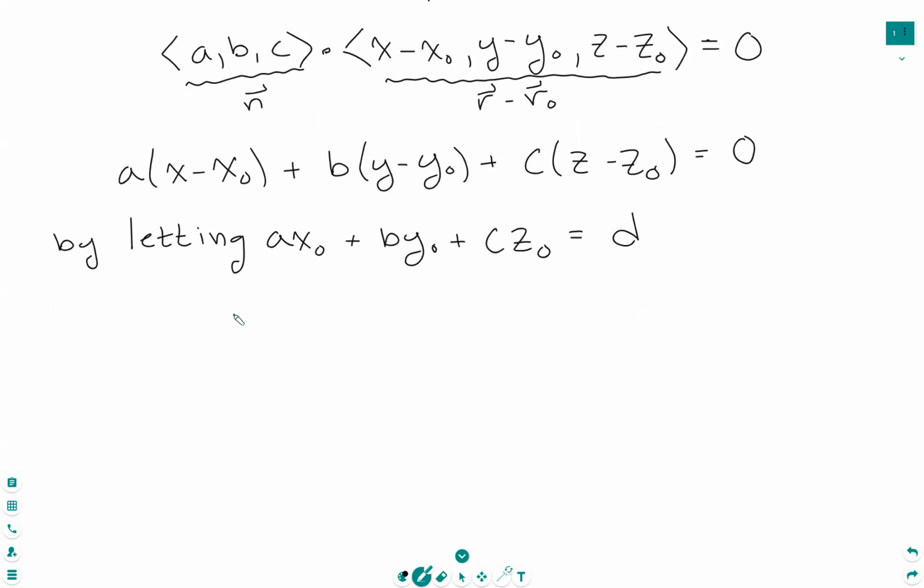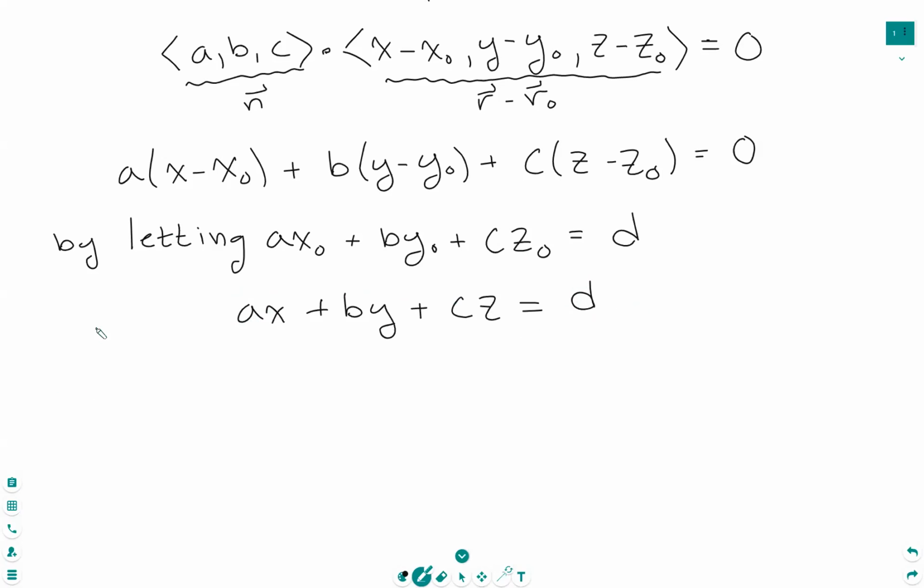So then I get the resulting AX plus BY plus CZ is equal to D. So this is the equation of a plane. We have 4 different constants that we need to lock down, this A, B, and C, as well as this constant D out in front.